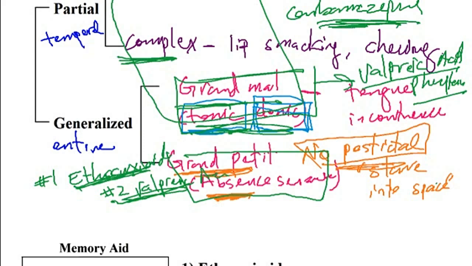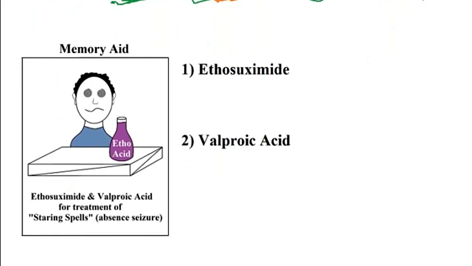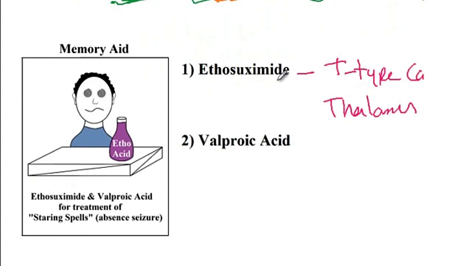Okay, now next I would like to go through the mechanism of action as well as the toxic effects of these medications. So ethosuximide functions by inhibiting the T-type calcium channels in the thalamus. And then the side effects of ethosuximide, for that we have a mnemonic called EFGH.